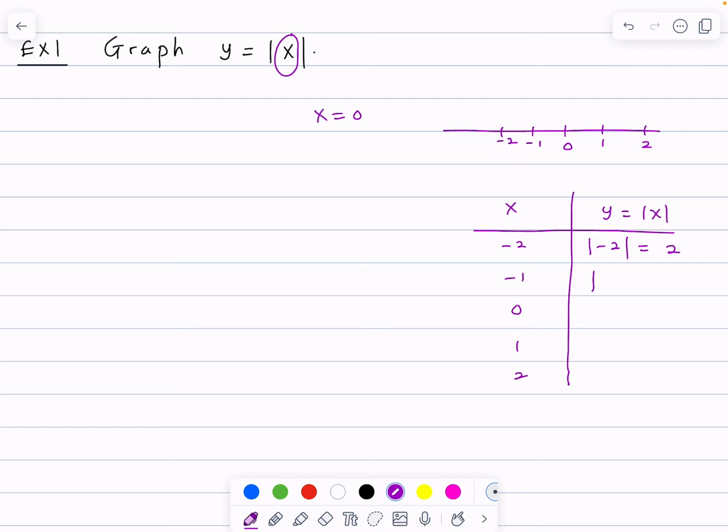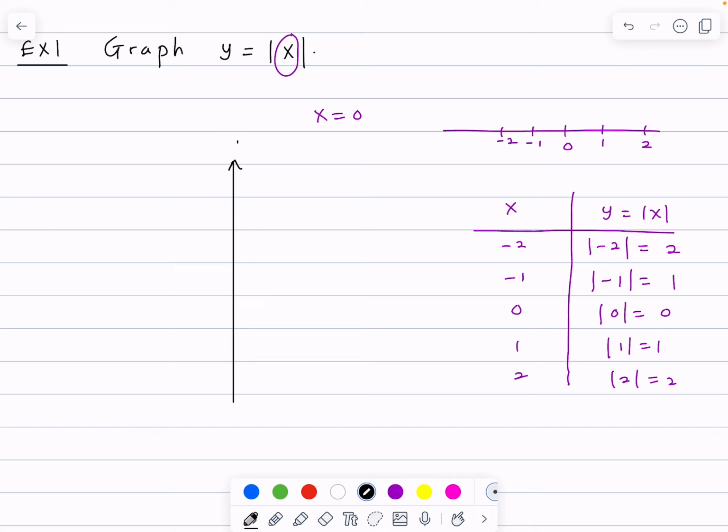So the absolute value of -1 is going to be equal to 1. The absolute value of 0 is 0. The absolute value of 1 is 1. The absolute value of 2 is 2, right? So what I'm going to do is just draw the graph.